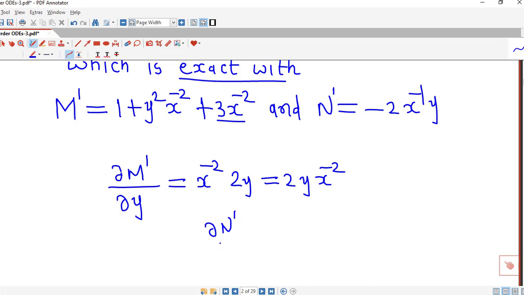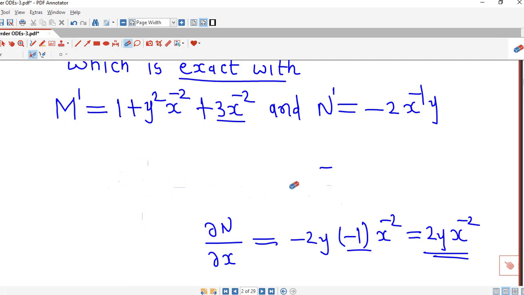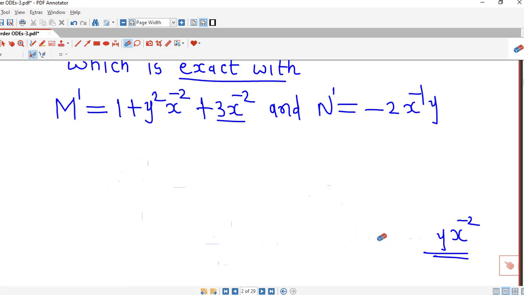N is already used for the given equation. Del n dash by del x: here minus 2y constant, derivative of x raised to minus 1 is minus 1 x raised to minus 2. So negative negative is positive, and we have 2y x raised to minus 2. We can see both are the same. So this differential equation which we obtain by multiplying with the integrating factor is exact.